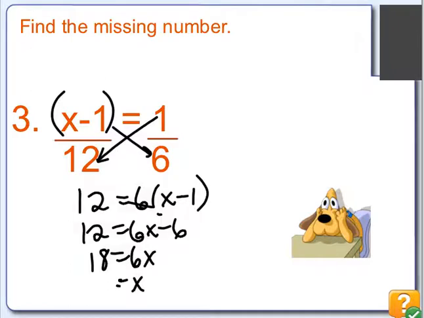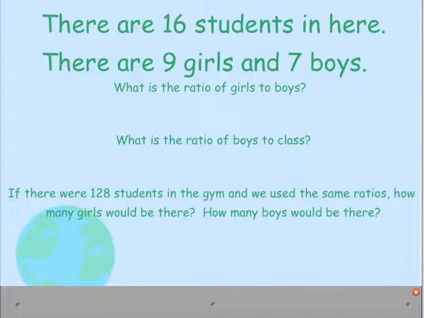So x equals 3. And we see if we put in 3, we would get 3 minus 1, which is 2 over 12, which is the same as 1/6. So it worked. We just have a couple more practice problems here.